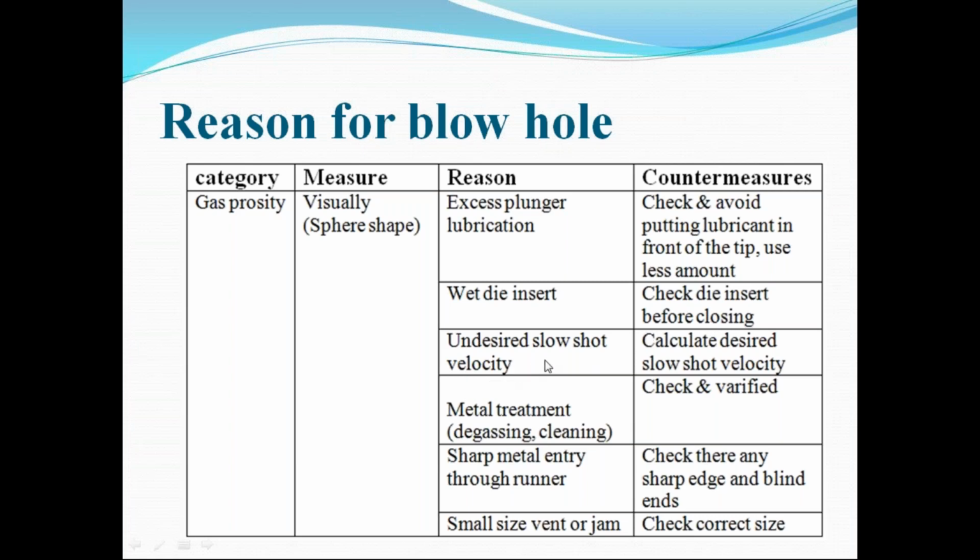Now, undesired slow shot velocity, the plunger movement. If it is very slow, it's not good. Slow means the opposite wave can develop on the liquid material. Very high speed means turbulence. So an optimum speed is required. So for undesired slow shot velocity, calculate the desired slow shot velocity.